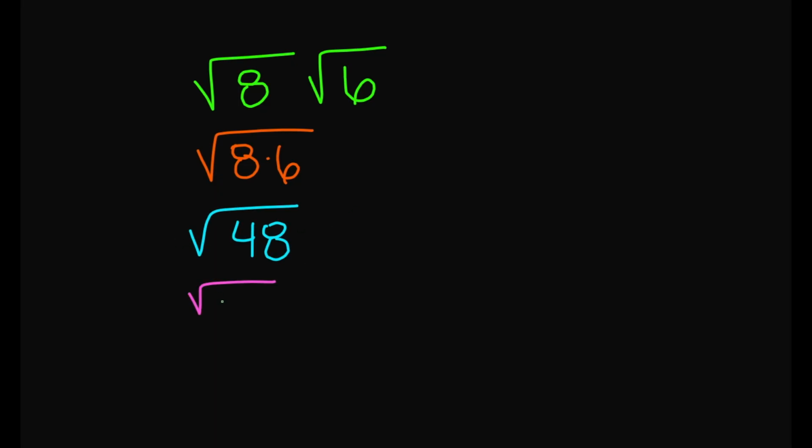The square root of 8 times the square root of 6. We are going to combine our 8 times 6, and 8 times 6 is going to equal the square root of 48. The square root of 48, we can simplify this into the square root of 16 times the square root of 3. The square root of 16 is a perfect square. This is going to equal 4. And then you have times the square root of 3.